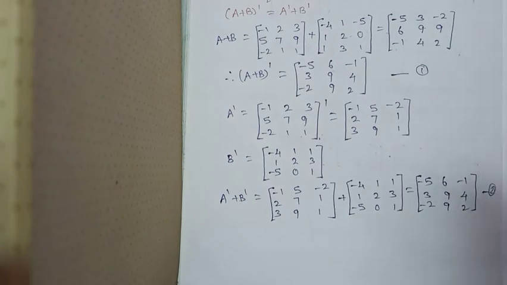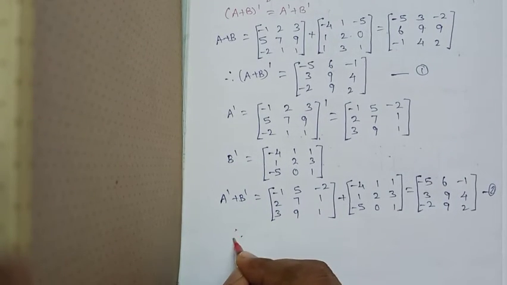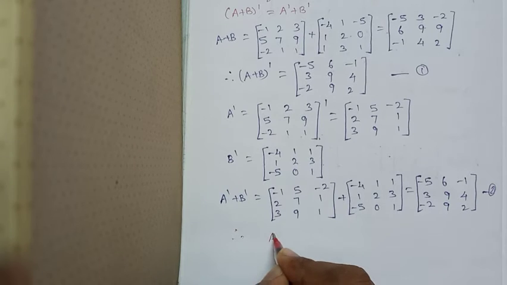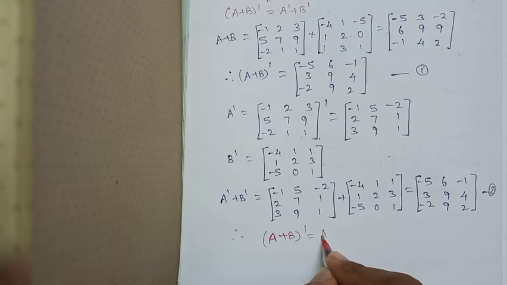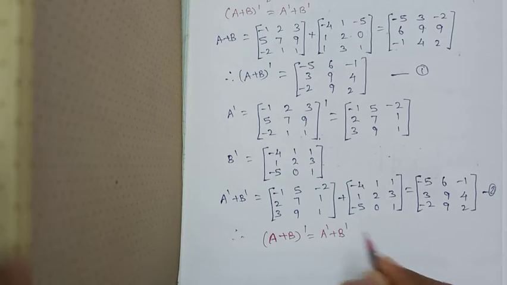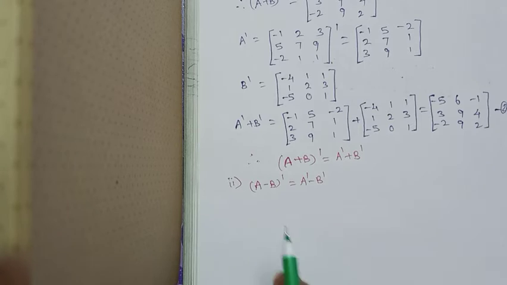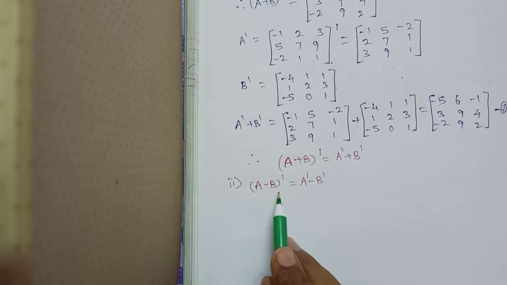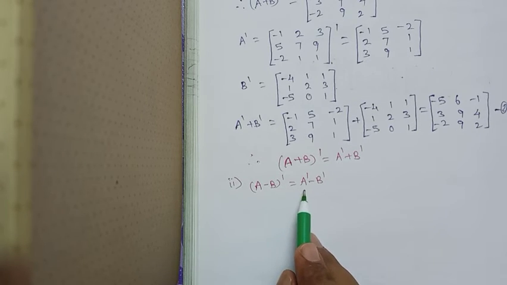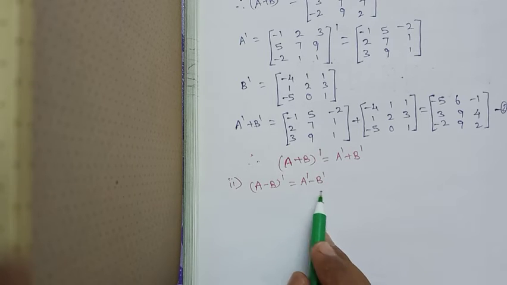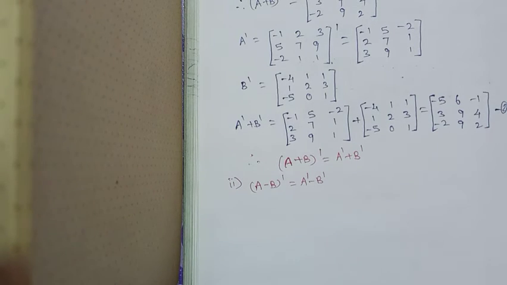Therefore, (A plus B) whole transpose is equal to A transpose plus B transpose. The result is verified. Second subdivision, (A minus B) whole transpose equals A transpose minus B transpose. The similar result, you can apply that.